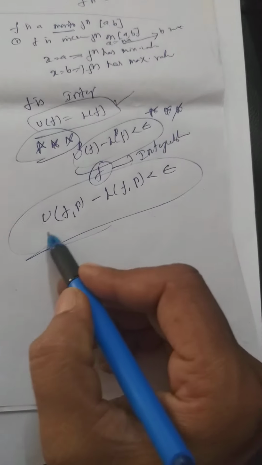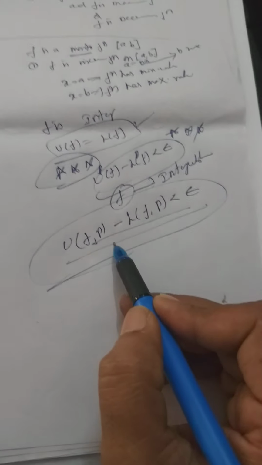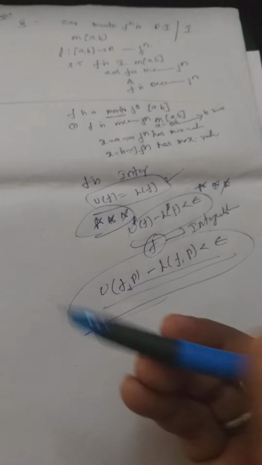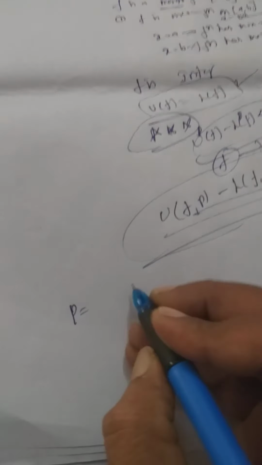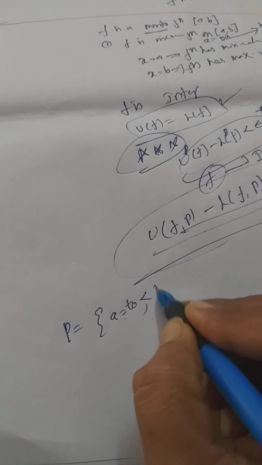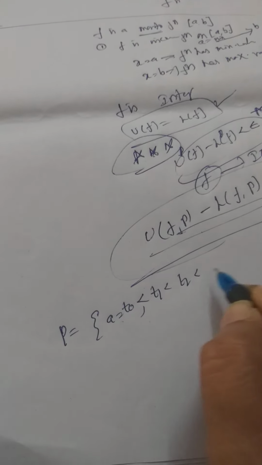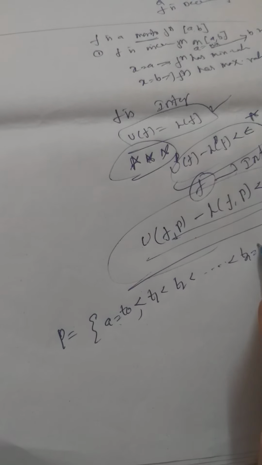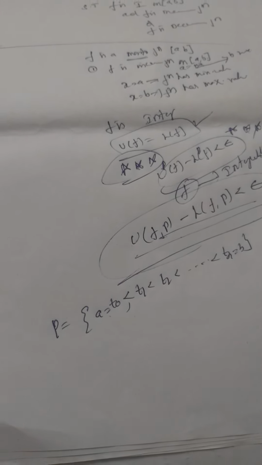Now we are going to calculate this one. To calculate this one, the function is given. We need to find a partition. In general, the partition is a equal to t0 less than t1 less than t2 less than and so on less than tn equal to b. Now we are dividing the given interval into a number of subintervals.